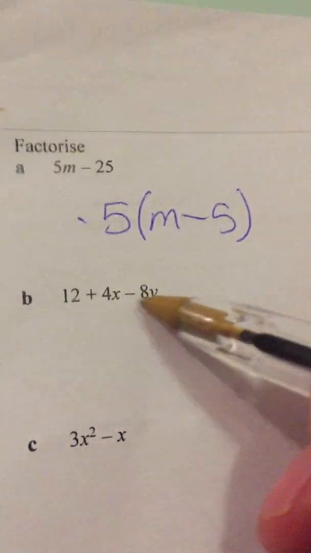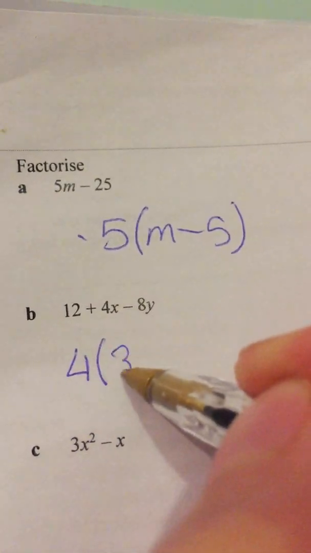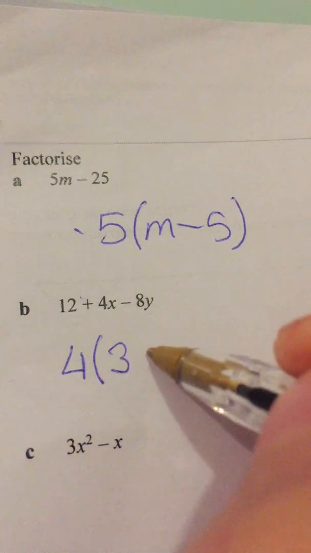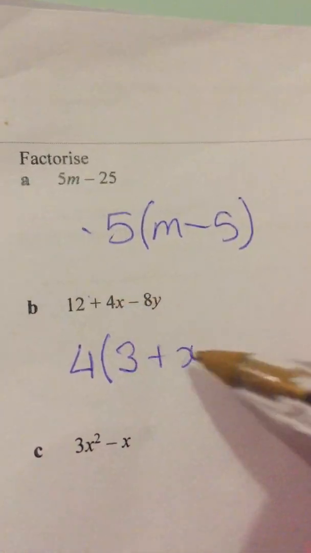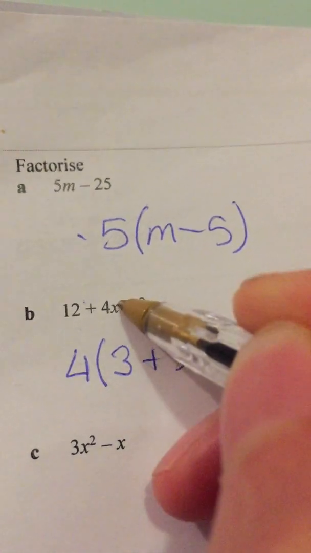Here, 12, 4 and 8 are all in the 4 times table. 4 times 3 is 12. 4 times x gives me the 4x. 4 times negative 2y gives me negative 8y.